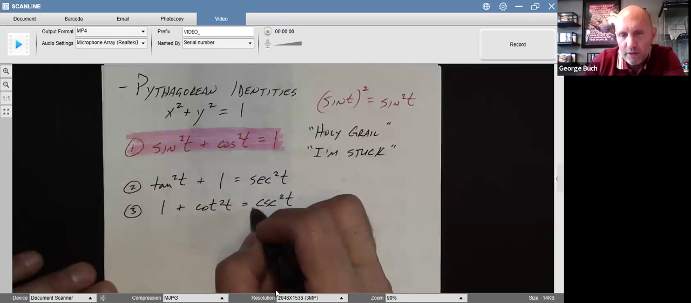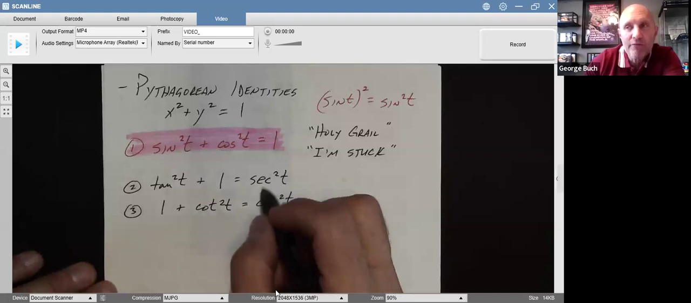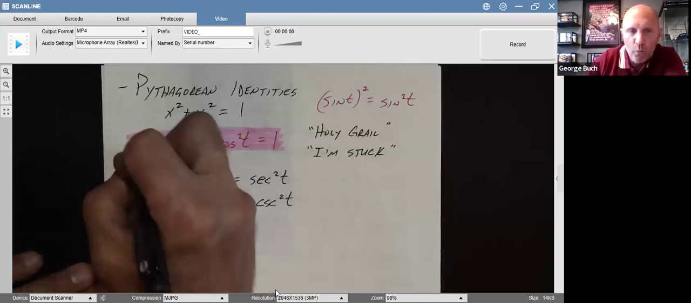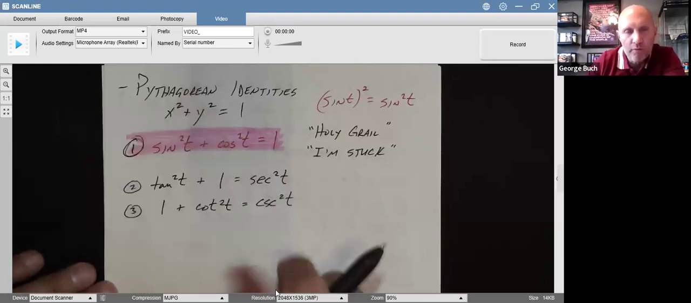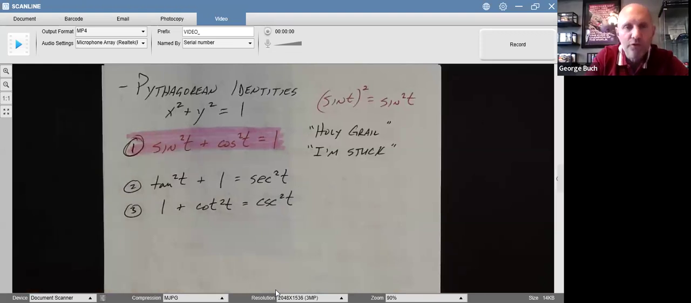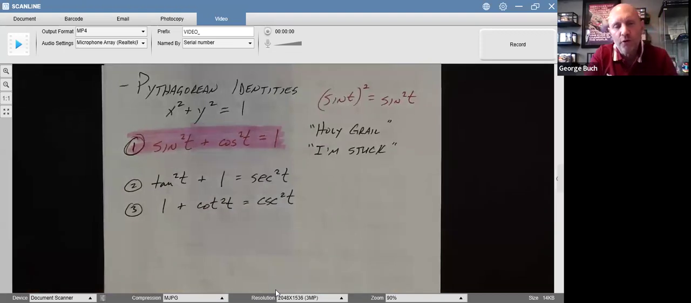So these are useful. That 8.5 out of 10, you'll use number 1. Maybe 1 time out of 10, you'll need one of these versions of it here, 2 or 3. But that's your holy grail, your I'm stuck, your get out of jail. Hopefully make it easier to solve those problems using the Pythagorean identity.